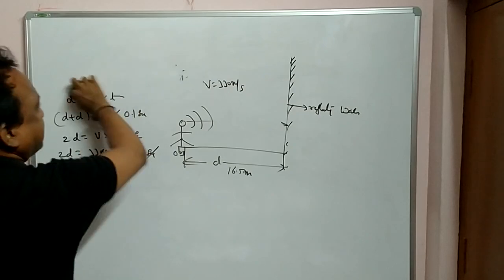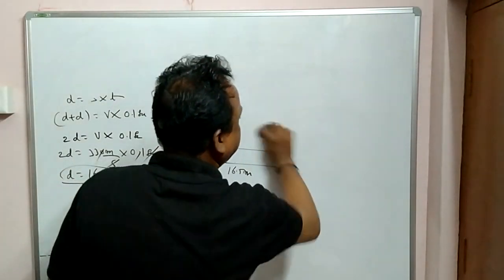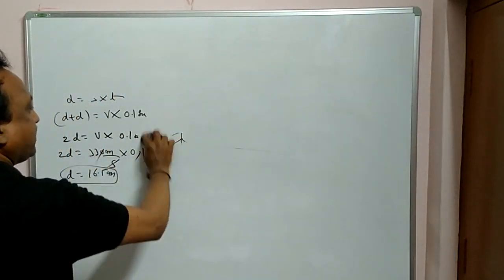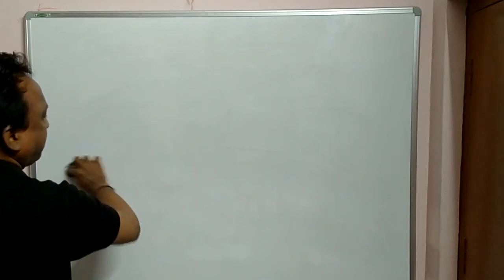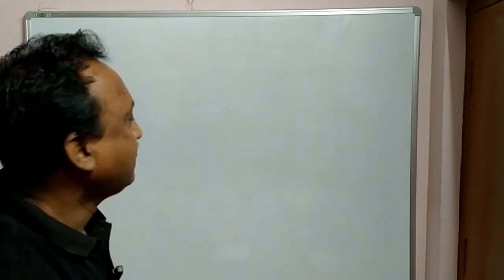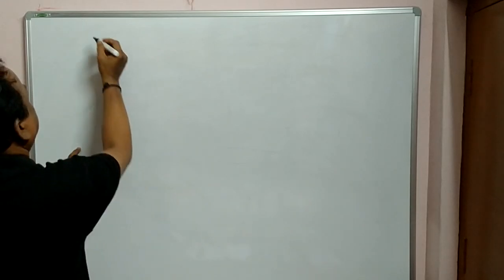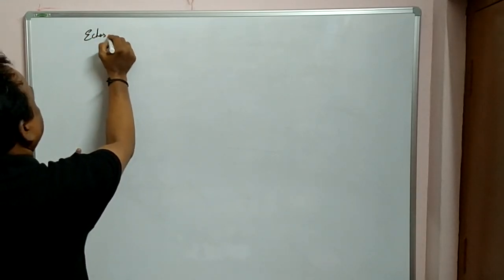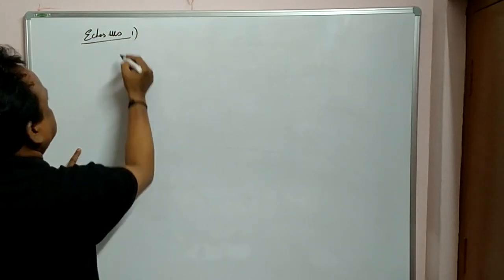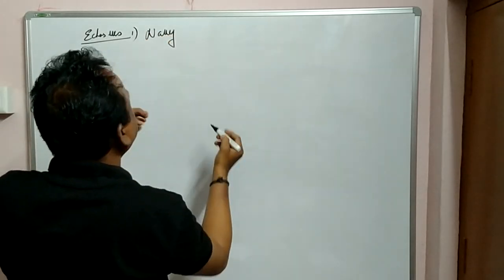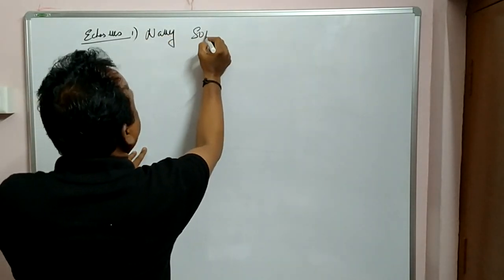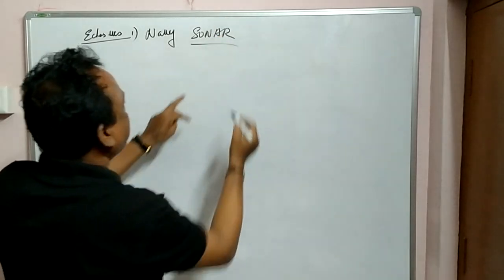Right. And what are the uses? What are the uses of echoes? See, generally echoes can be used for various scientific purposes. For example, echoes uses: generally Navy people, this is also called a sonar. Sonar, what is the full form?